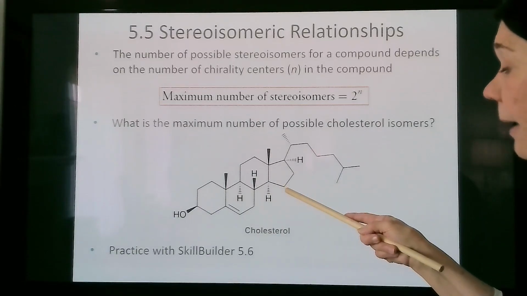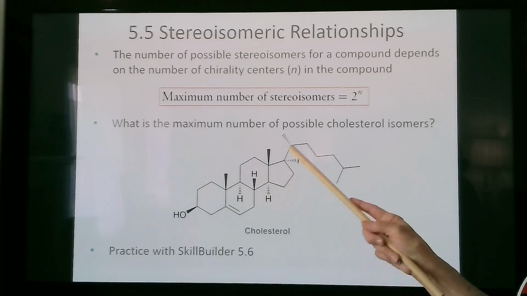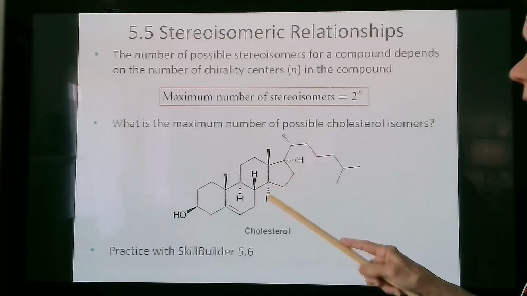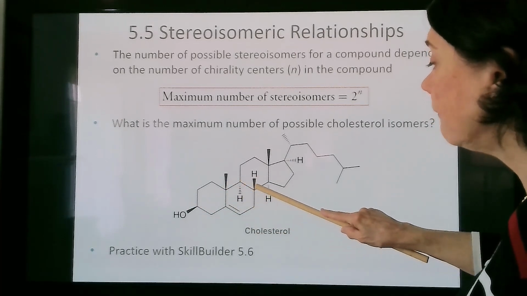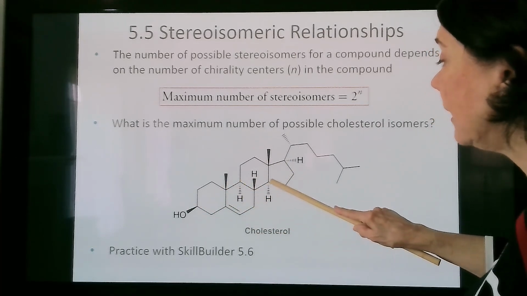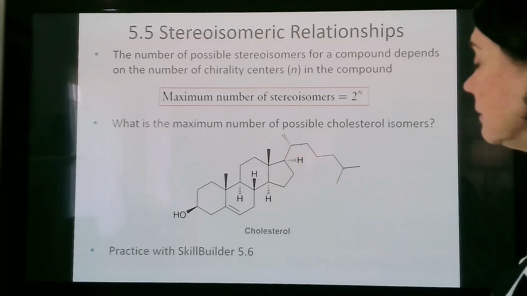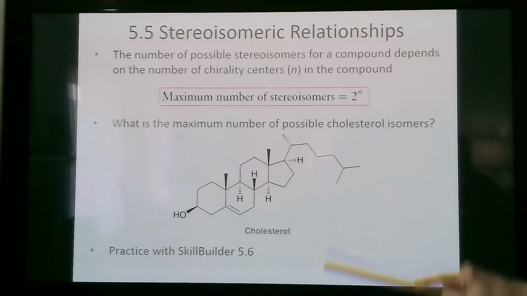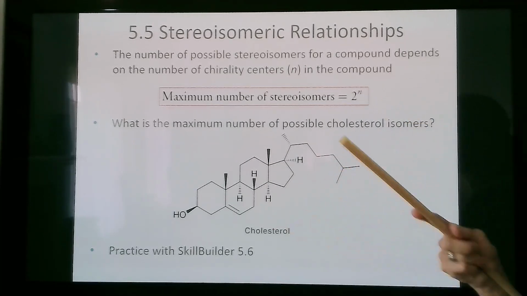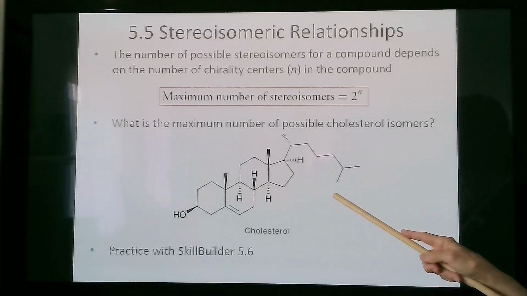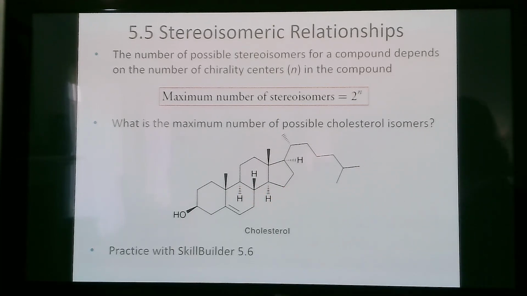So what about this compound? Let's look at this. Where are your chiral centers? 1, 2, 3, 4, 5, 6, 7, 8. This is not one because the 2 methyls are the same. So this is 2 to the 8th power in cholesterol. What's 2 to the 8th power? You ought to calculate this. I can tell you it's 256, but go through this and do this yourself so that you can feel confident of it.